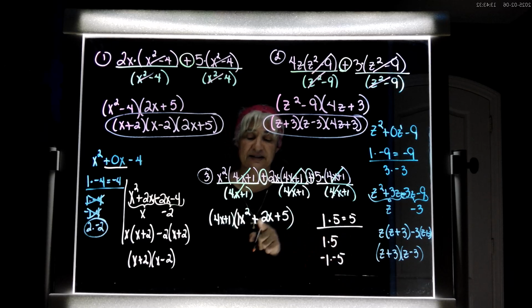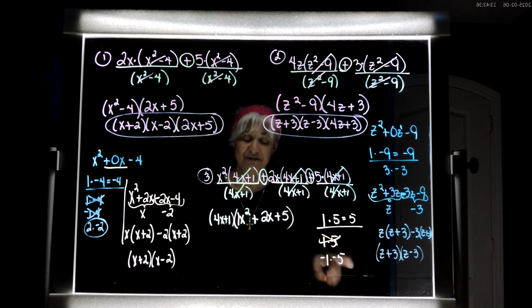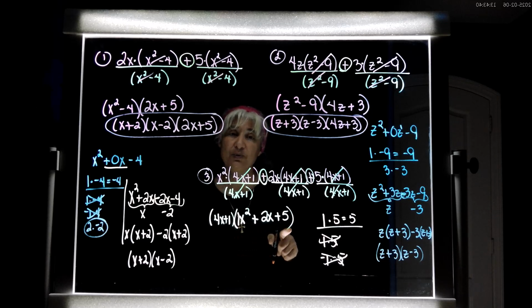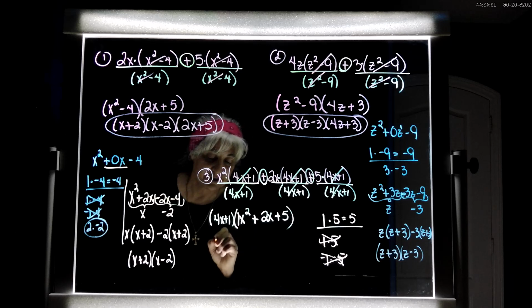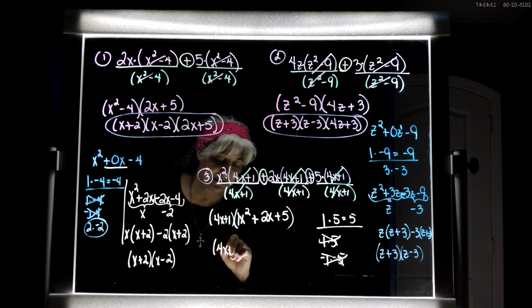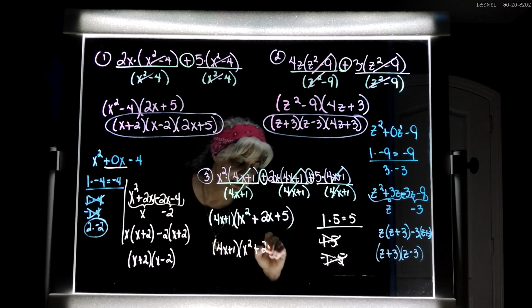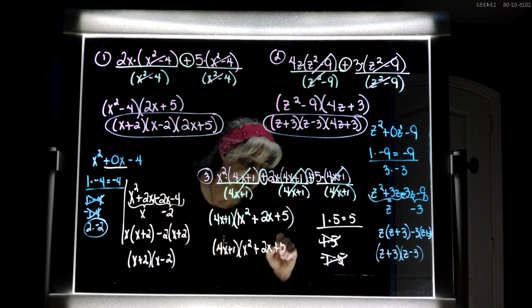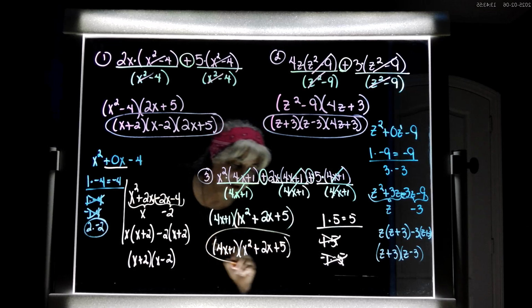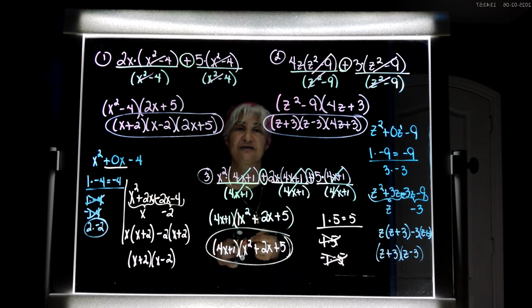1 plus 5, is that 2? Nope. Negative 1 plus negative 5, is that 2? Nope. So does this trinomial factor any further? No. So your final factored format is the 4x plus 1 in parentheses, and in parentheses, x squared plus 2x plus 5.